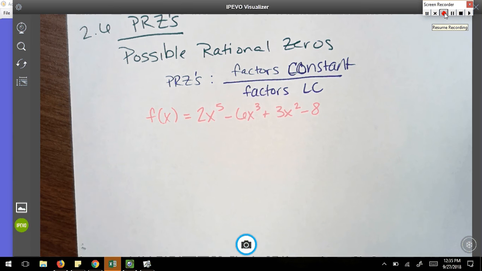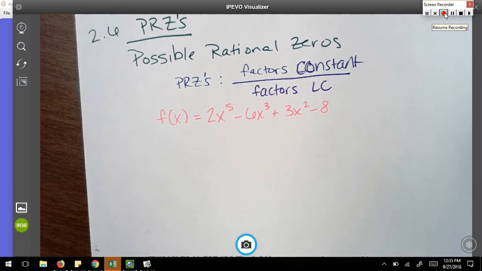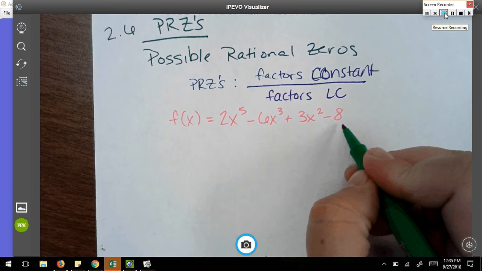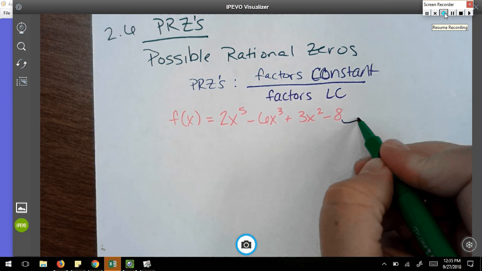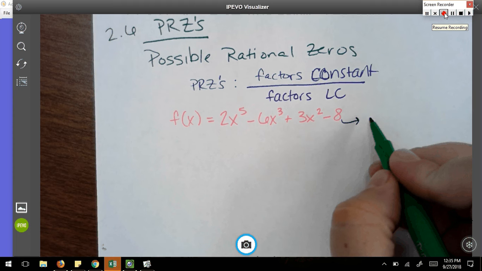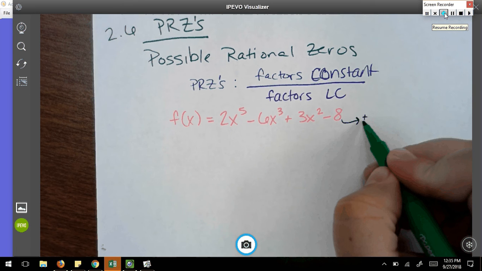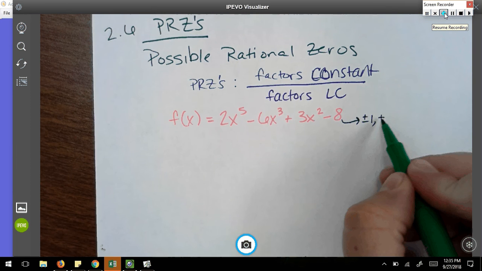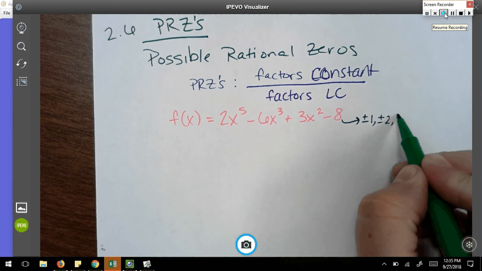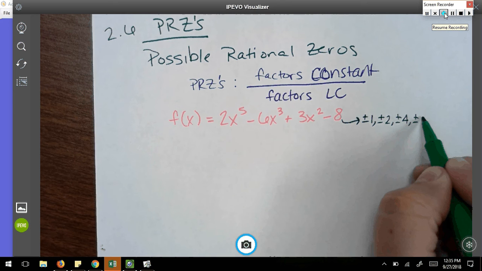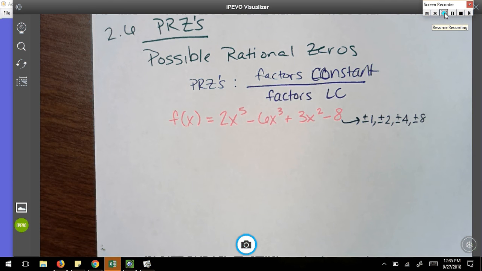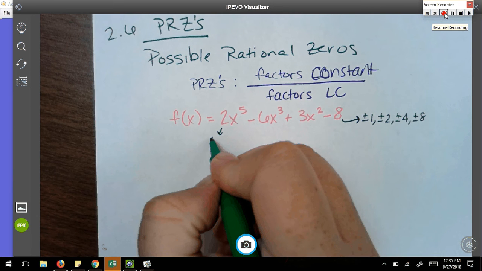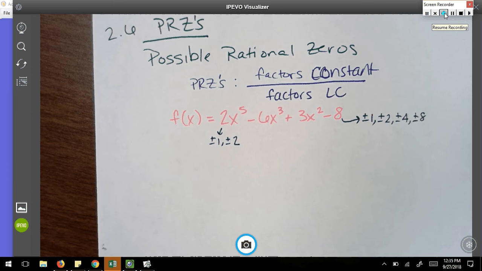So my question to you is, first of all, what are the factors of the constant here? 1, 2, 4, 8. I'm going to put the plus or minus there, so plus or minus 1. Let's go in order: 2, 4, 8. How about the 2? What are the factors? 1 and 2. Do we all agree that that's it?